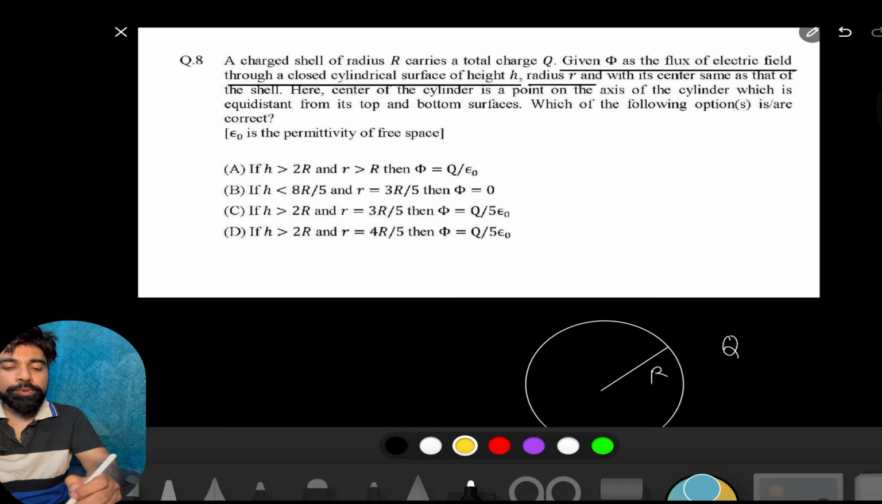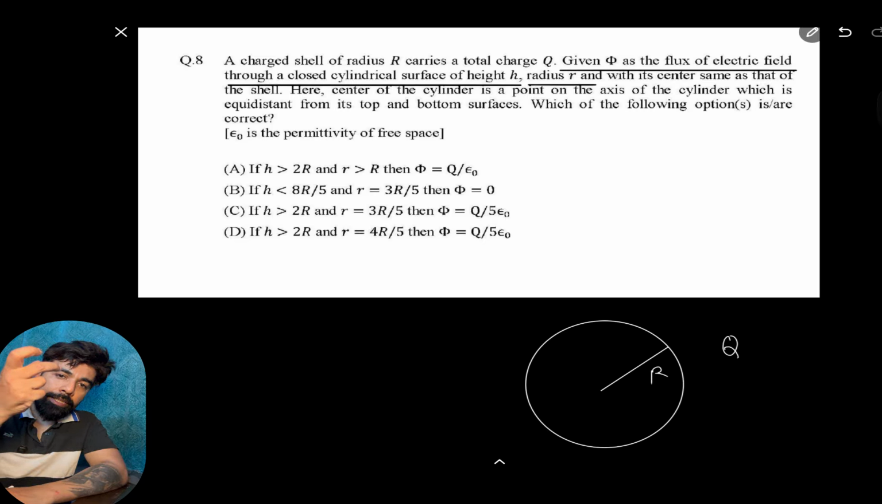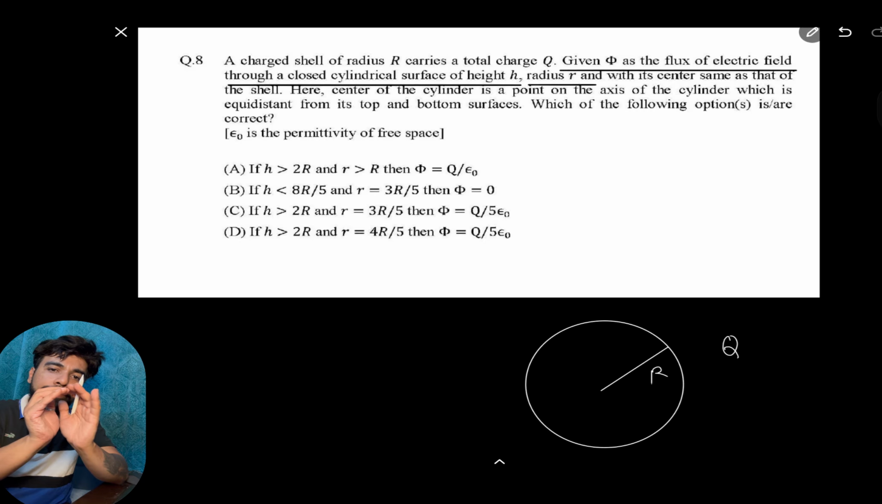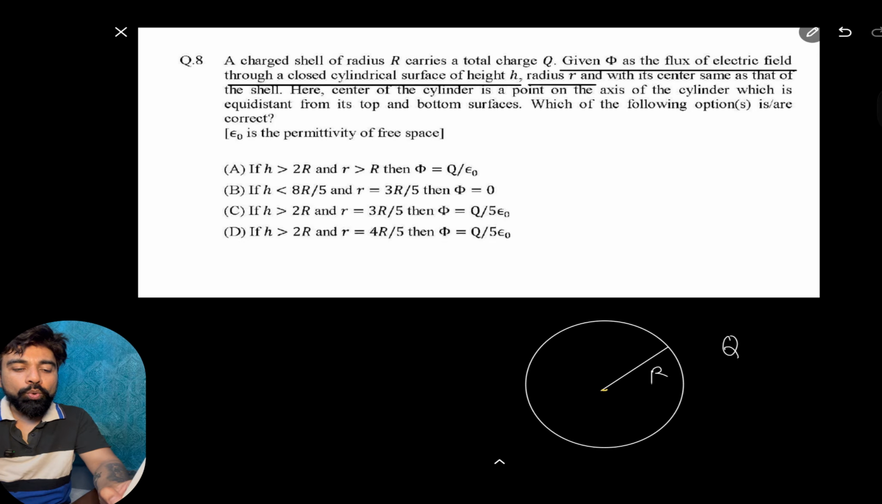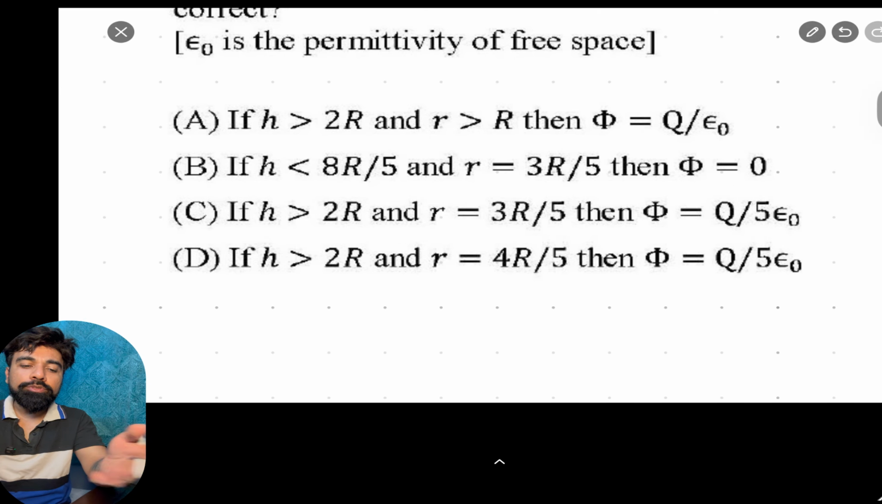Before we jump into the options, try to visualize that there is a sphere and now there is a cylinder passing through the sphere. And the center of the cylinder and the center of the sphere, they coincide. So these are the options and we have to check which ones are correct.